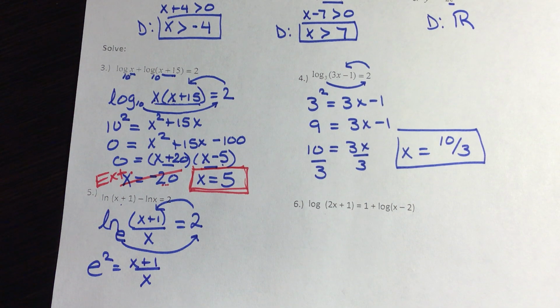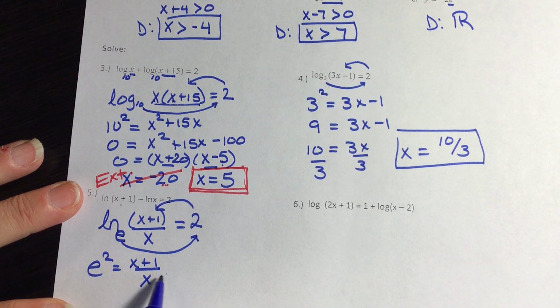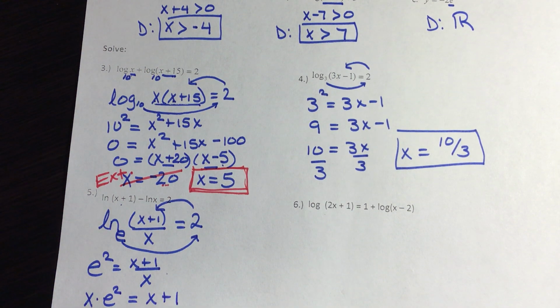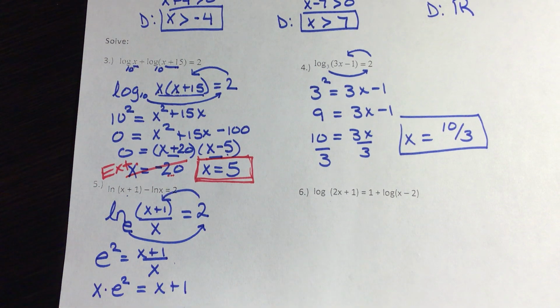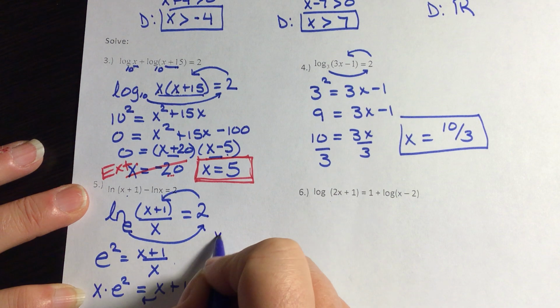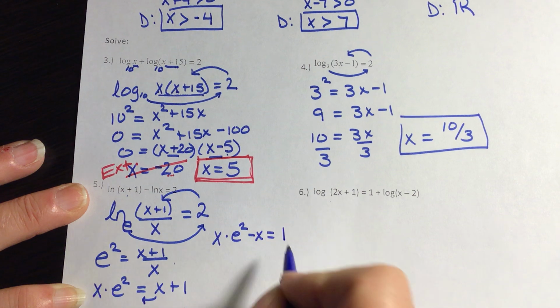All right, so what I want to do is solve for x here. So I need to get rid of my fraction, and if I multiply both sides by x, my x's will cancel on this side. So I have x times e squared equals x plus 1. Now, to get x by itself, I need to put the x terms on the same side. And to do that, I'll subtract x. So I have x times e squared minus x equals 1.